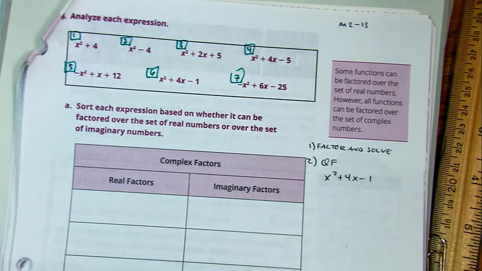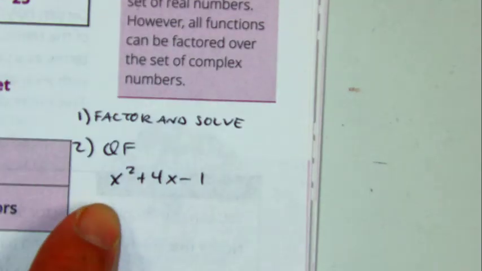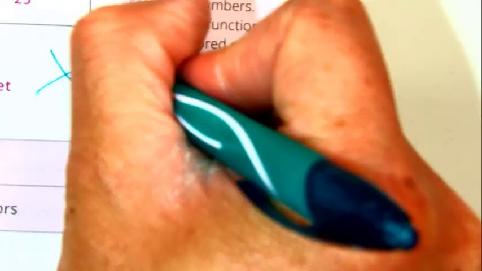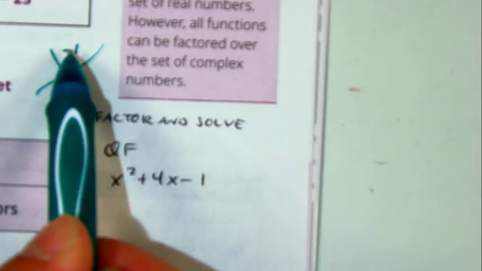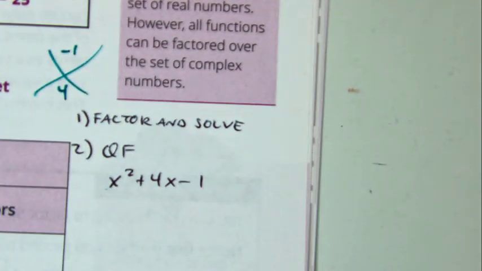For question number 6, we've been working on, can you factor this? And the answer is going to be no. You can't factor it. A times C is -1. Your B value is 4. There are no two numbers that multiply to be -1 and add to be 4. So you're going to have to use the quadratic formula.